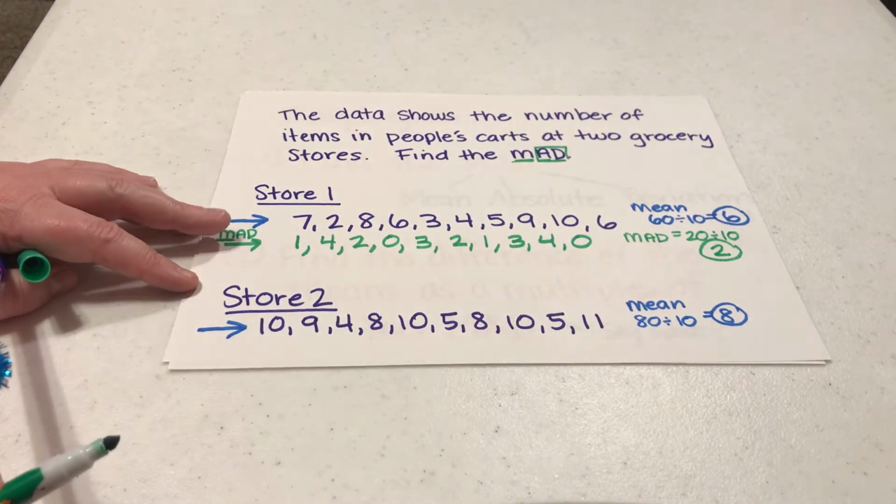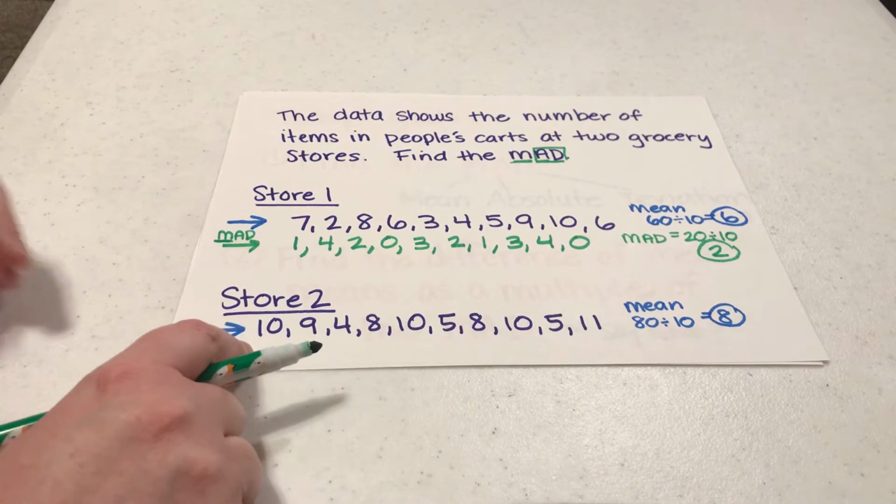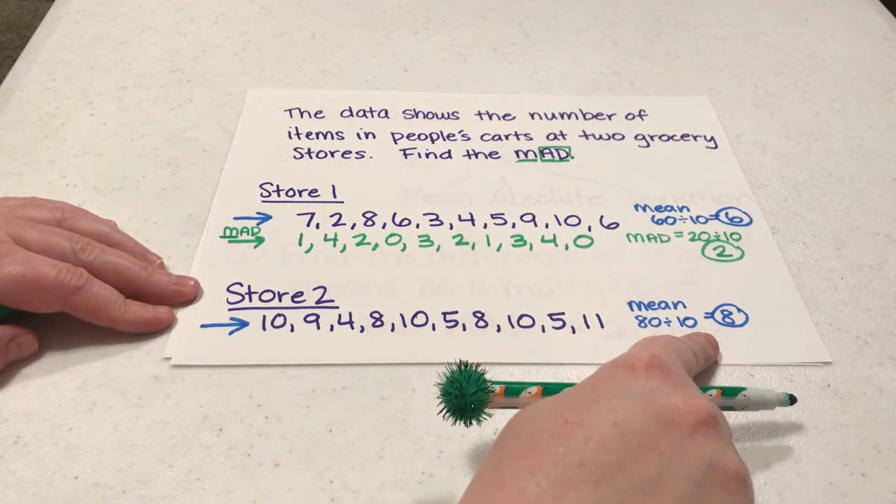Now that's finished. That's how you find the MAD. Okay? Not so shabby. We're going to do the same thing with this data set. Now, it's important to know that my mean is different this time.